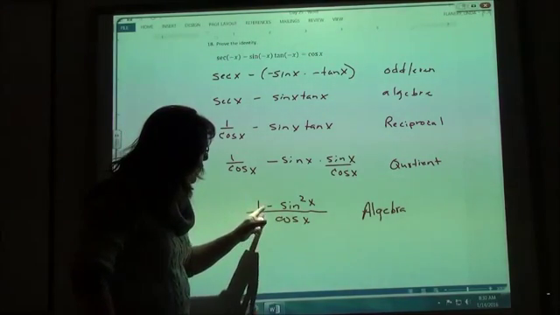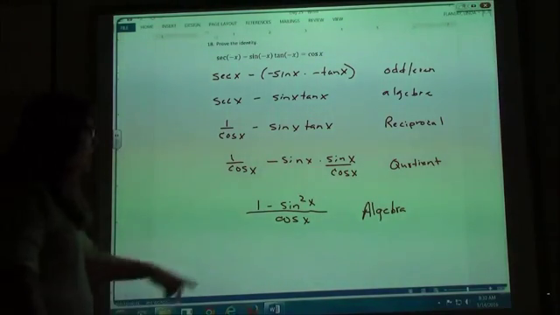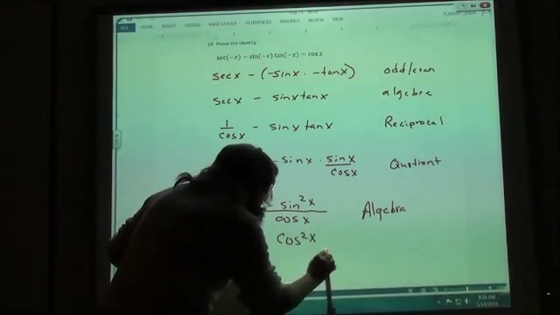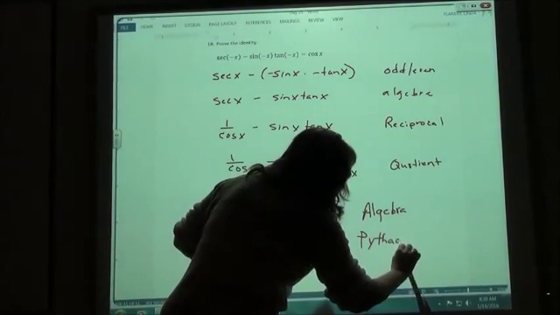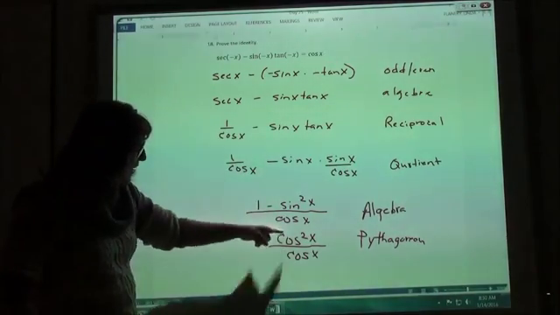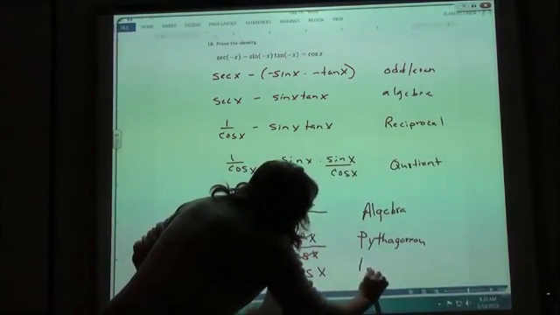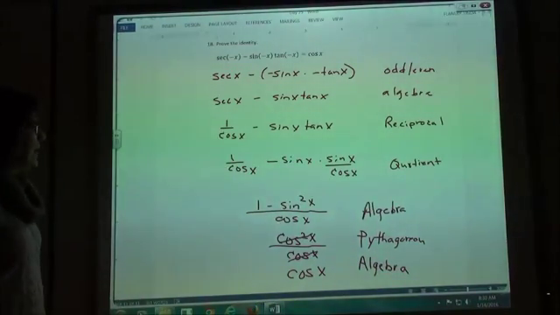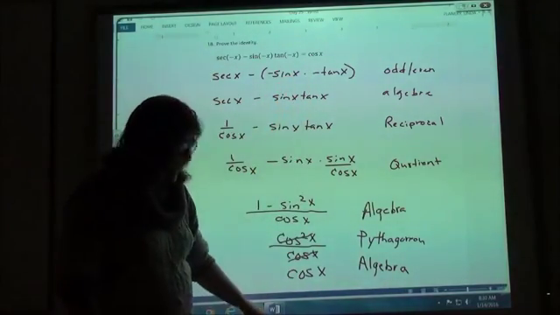Right here you'll notice this is one of your Pythagorean identities. The sine squared of x plus cosine squared of x equals 1. So 1 minus the sine squared of x is equal to the cosine squared of x over the cosine of x. That's your Pythagorean identity. And then your last step on this problem, just canceling. So if I cancel out one of my cosines of x, I just get the cosine of x. And that's just plain old algebra. And now we have our identity proven. Started with that, ended with cosine of x. Should be good.